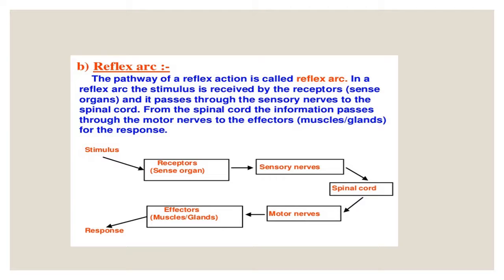Reflex arc. The pathway of the reflex action is called the reflex arc. In the reflex arc, the stimulus is received by the receptors and the sense organs. Then it is passed through the sensory nerves to the spinal cord, then from the spinal cord to the motor nerves, then to the effector, the muscles or the glands, and a response is given.